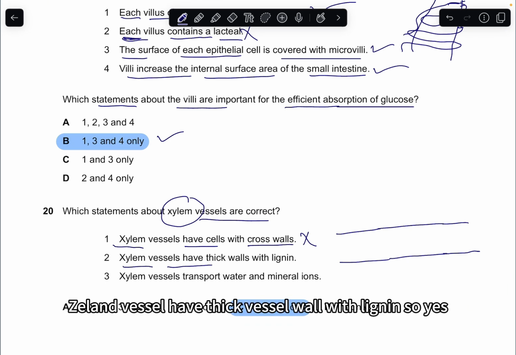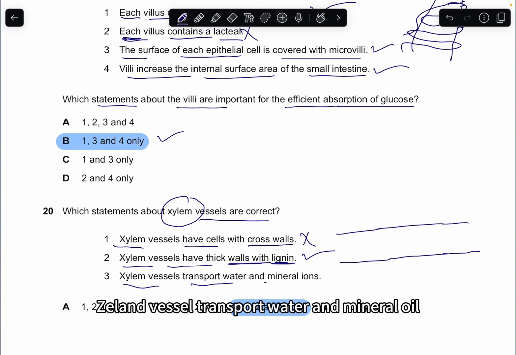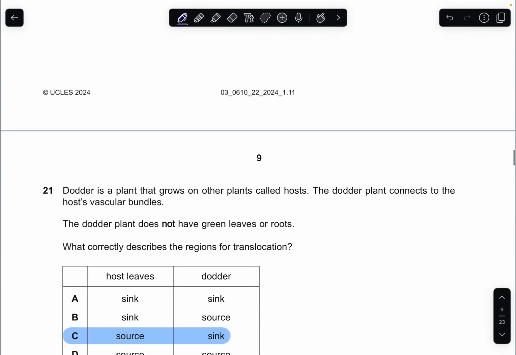Statement 2: xylem vessels have thick vessel walls with lignin. So yes, lignin makes the xylem vessel stronger. Xylem vessels transport water and mineral ions. So yes. The answer is C, 2 and 3.